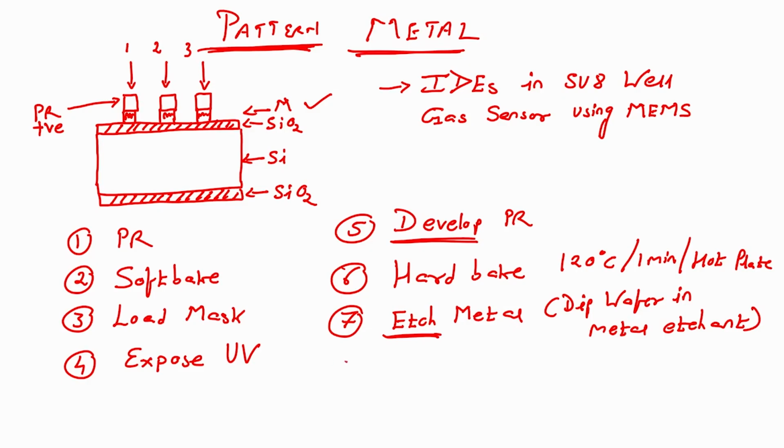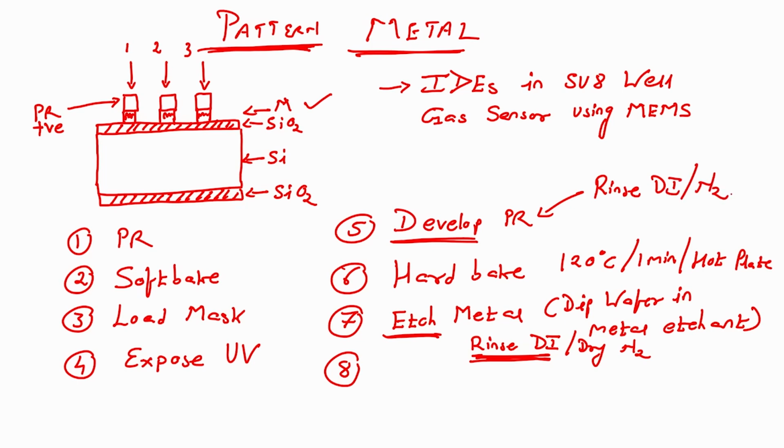What is the next step? Next step is, of course, whenever you do metal etching, after that you have to rinse it in deionized water and then dry it using nitrogen. This is always there, though not after every step. For example, after spin coating photoresist you do not have to rinse and dry, soft bake is okay, loading mask is okay, exposure is okay. After developing you have to rinse with DI and then dry with N2. Then you have to do hard bake, metal etch.